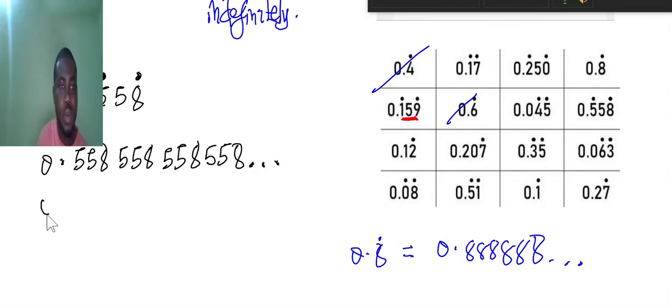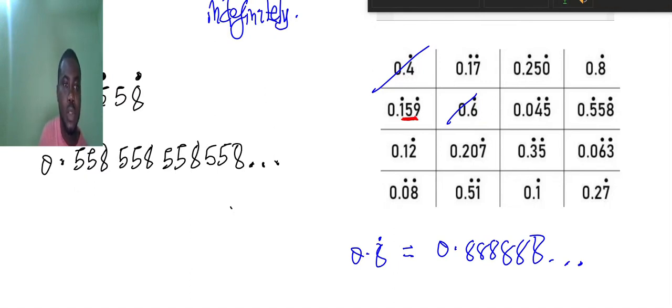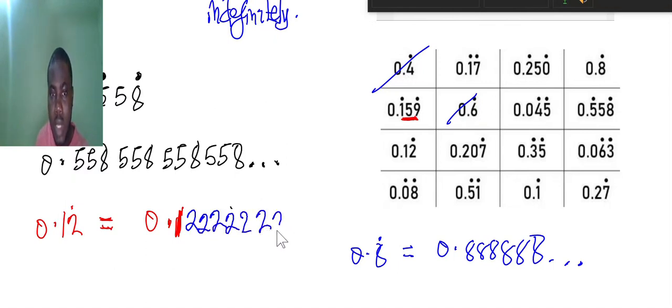Continuity. 0.12, the dot is placed on the 2. So here simply, how many digits of recurrence? How many digits of recurring decimal here? Okay, that's actually 1. So 0.12. This simply means, let's try to open it up. If you open it up, that's 0.1. Then we now start recurring the 2. So the 2 continues, 2, 2, 2, like that.